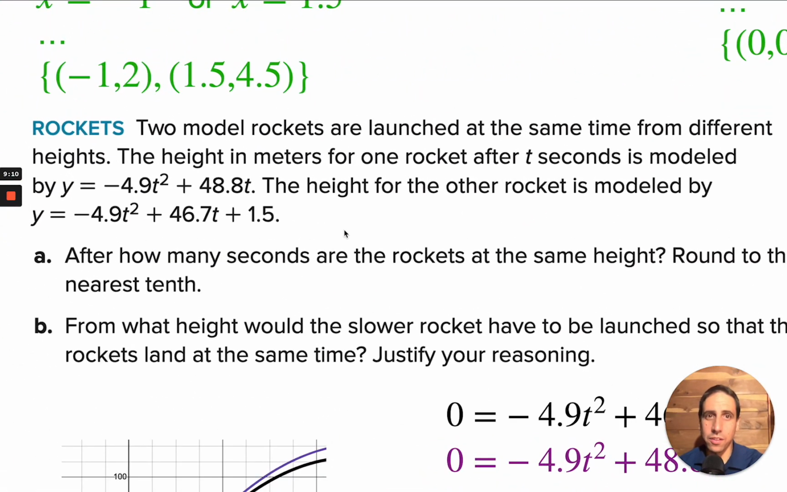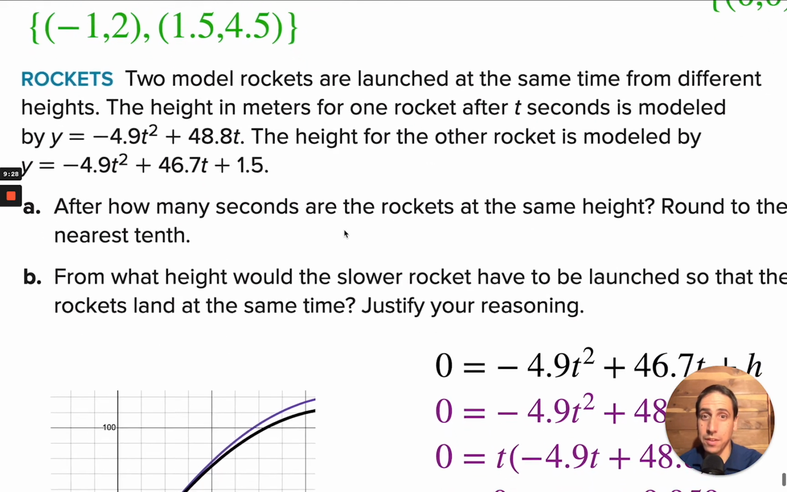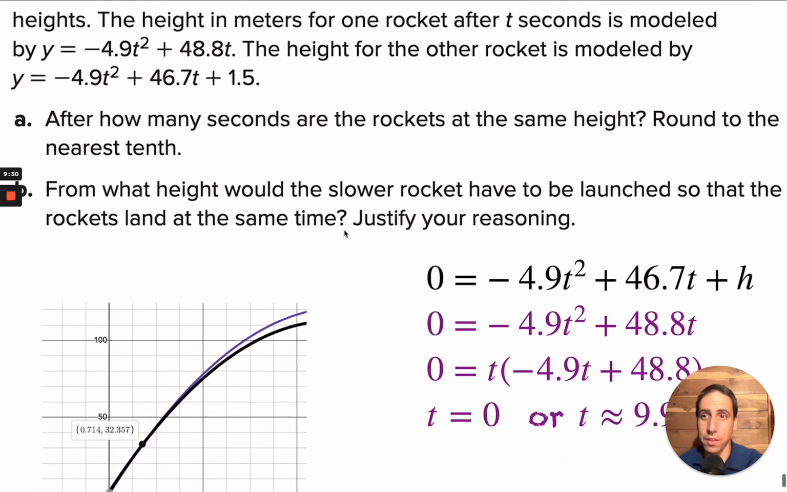2 model rockets are launched at the same time from different heights. The height in meters for the one rocket, t seconds, is modeled by y is equal to -4.9 t squared plus 48.8 t. The height for the other rocket is modeled by y is equal to -4.9 t squared plus 46.7 t plus 1.5. After how many seconds are the rockets the same height? Round to the nearest tenth.